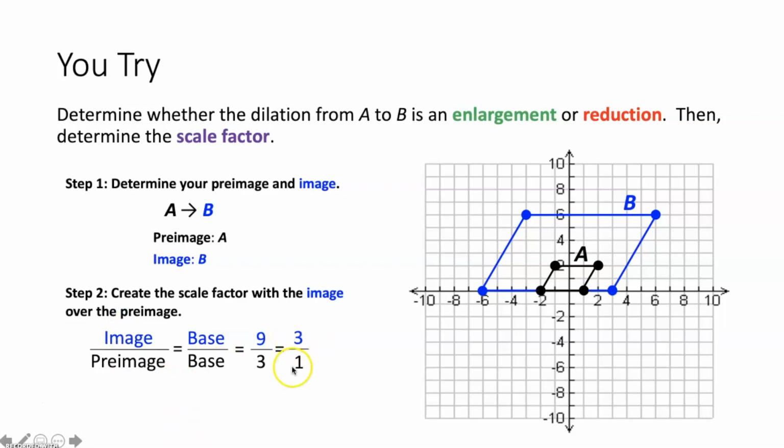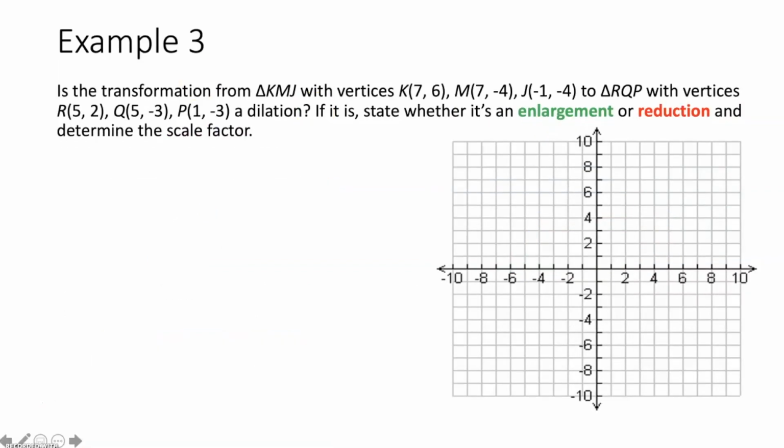Now, because our scale factor of dilation is greater than 1, it's 3, that means our dilation from A to B has to be an enlargement by a factor of 3. Now, example 3 says, is the transformation from triangle KMJ with vertices KMJ to triangle RQP with vertices RQP a dilation? If it is, state whether it's an enlargement or a reduction and determine the scale factor.